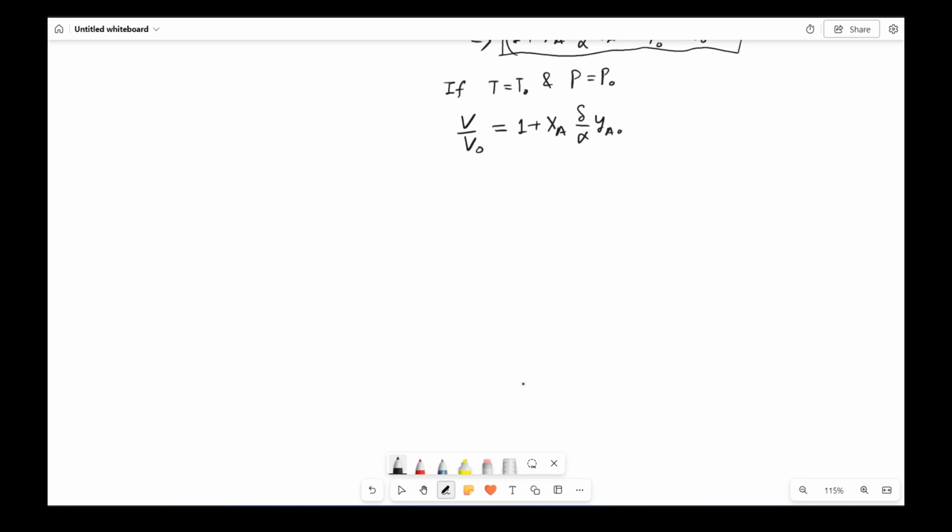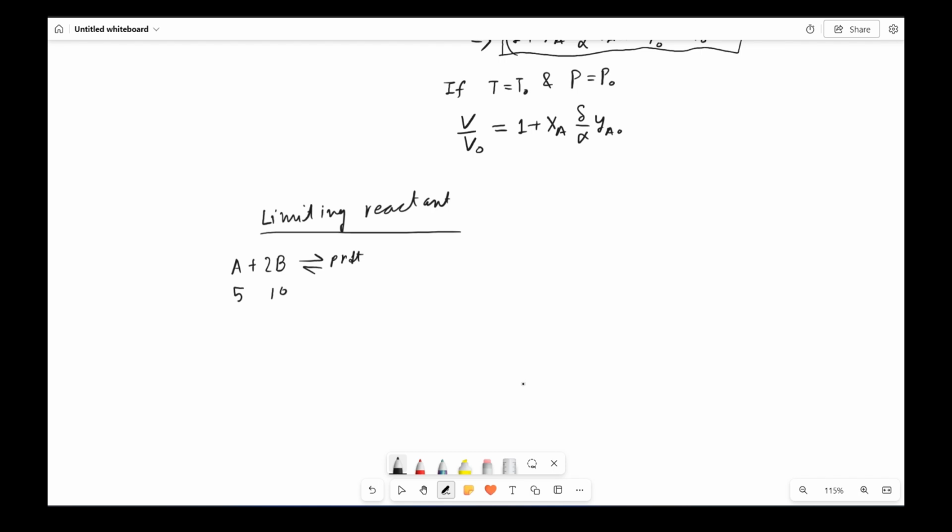We'll learn about limiting reactant. Limiting reactant itself means the reactant which is limiting the reaction. Suppose we have a reaction of type A plus 2B gives product, and suppose A initially has 5 moles and B has 10 moles.